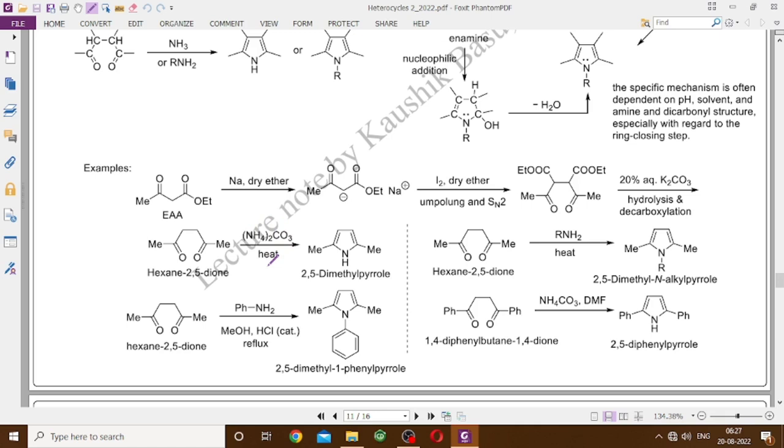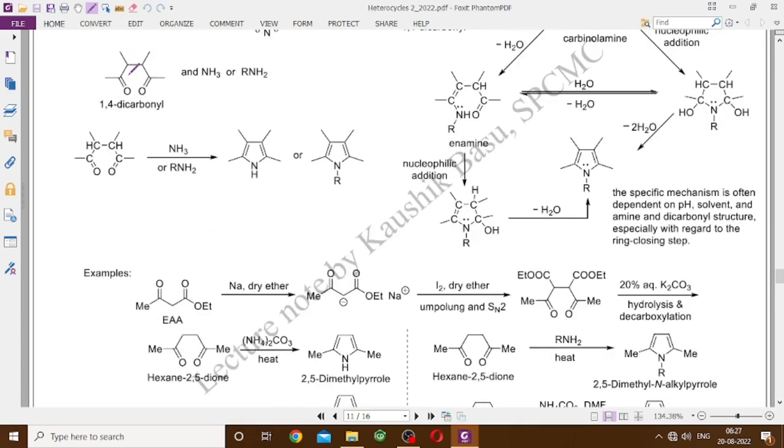Okay, so this makes sense because we have already seen that you can think of 1,4 dicarbonyl compounds as a bisphenol type thing, and then if you dehydrate, take away the water molecule from here, you will get the furan nucleus.